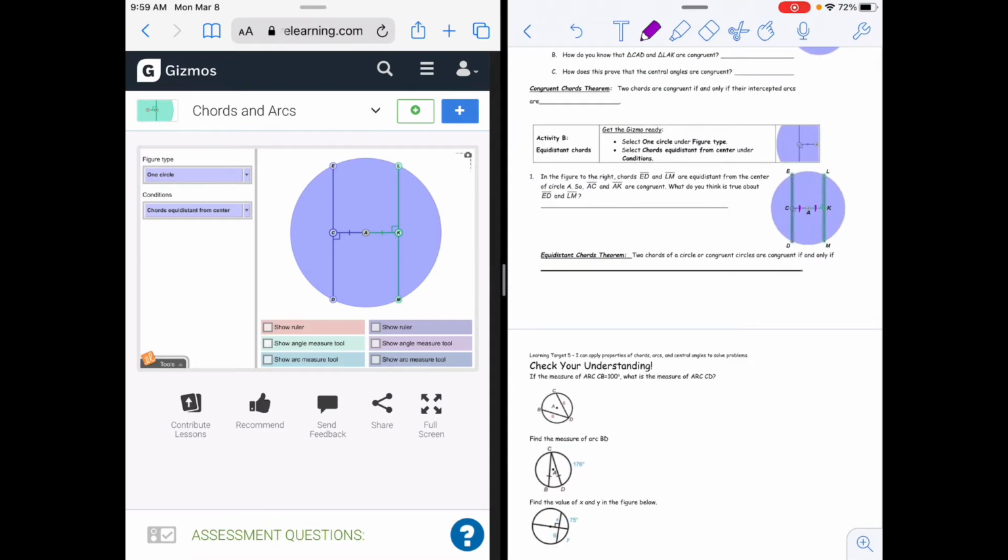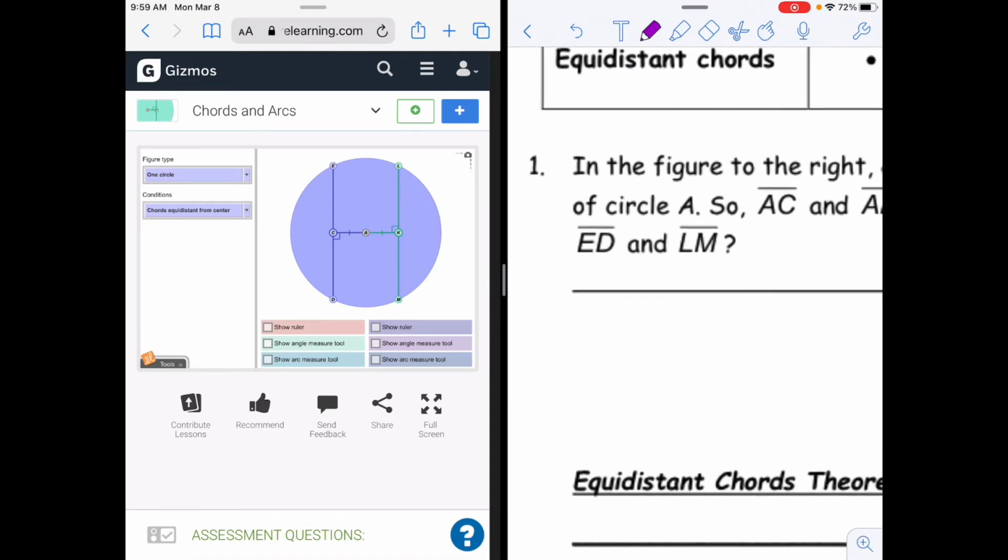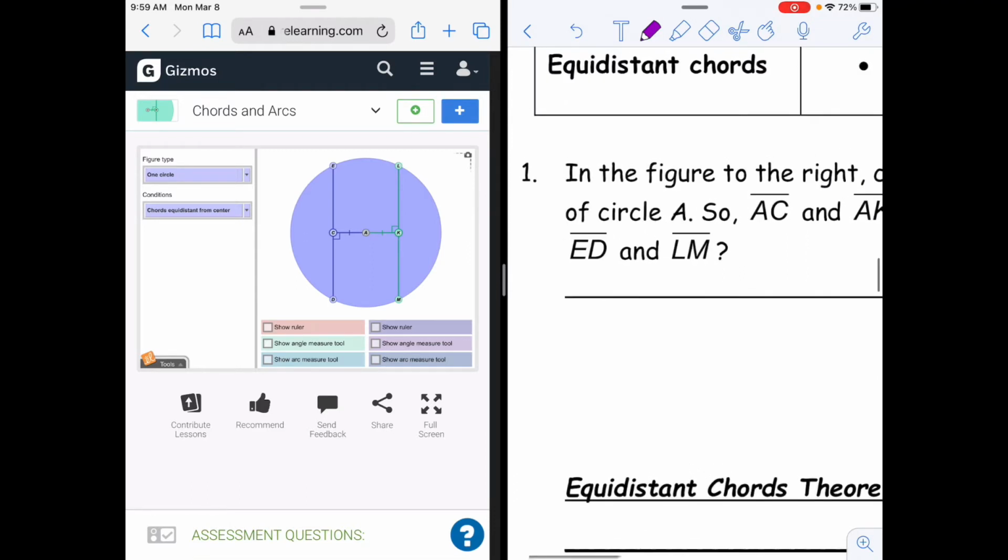What do you think is true about ED and LM? What do you think about these actual chords? I'm going to just guess, kind of go with the theme. I'm going to go with congruent. And let's show ruler. Whoa, they are congruent. They were both 41.2. So in fact, ED was congruent to LM.